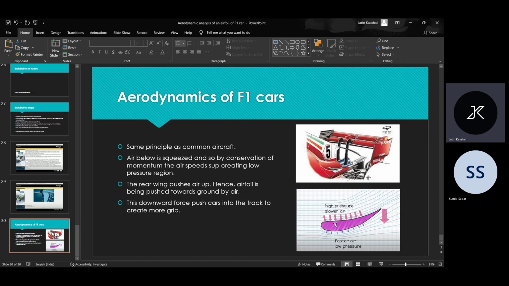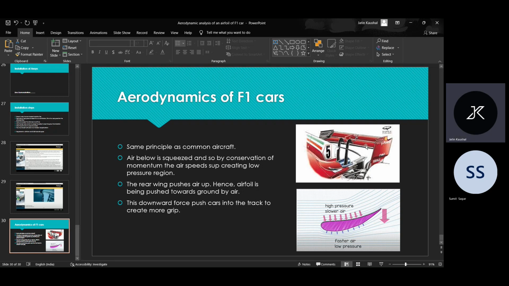This airfoil tries to push the F1 car downward because the rear wing pushes air up. Hence, the airfoil is being pushed towards the ground by air. That's by Newton's law. This downward force pushes the car into the track to create more grip, because these F1 cars drive at a very high velocity. So to generate high grip, this downward force is necessary.